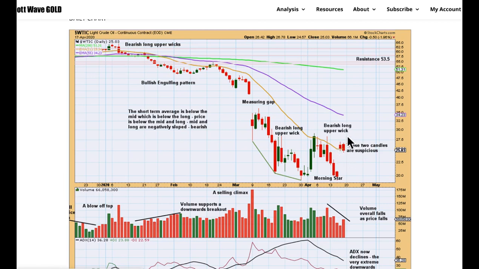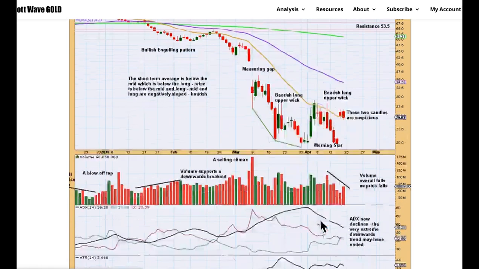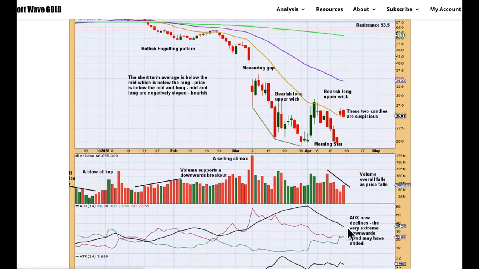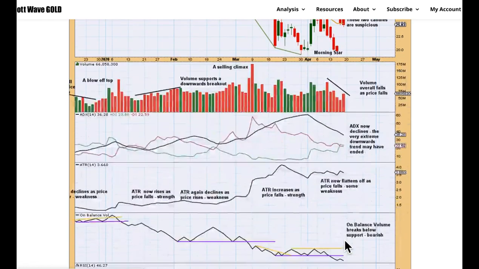These two candlesticks from stock charts have got a $7 difference to bar chart data, so one of them is likely not accurate. It looks like price is falling of its own weight. As for volume, overall it looks like it's declining as price is falling. ADX is declining, telling us that the previous downward trend, which reached very extreme at this time frame, may be over, and there is a potential trend change to upward, although these two higher candlesticks may have interfered with that signal. ATR is overall flattening off as price falls.